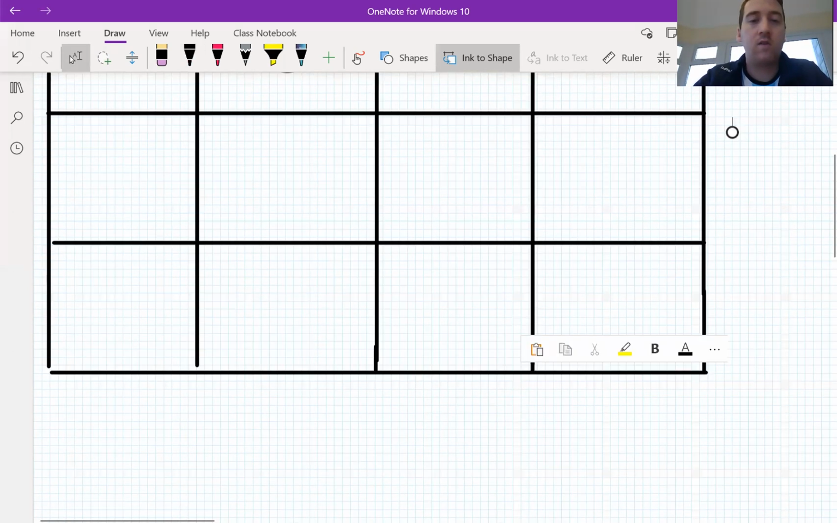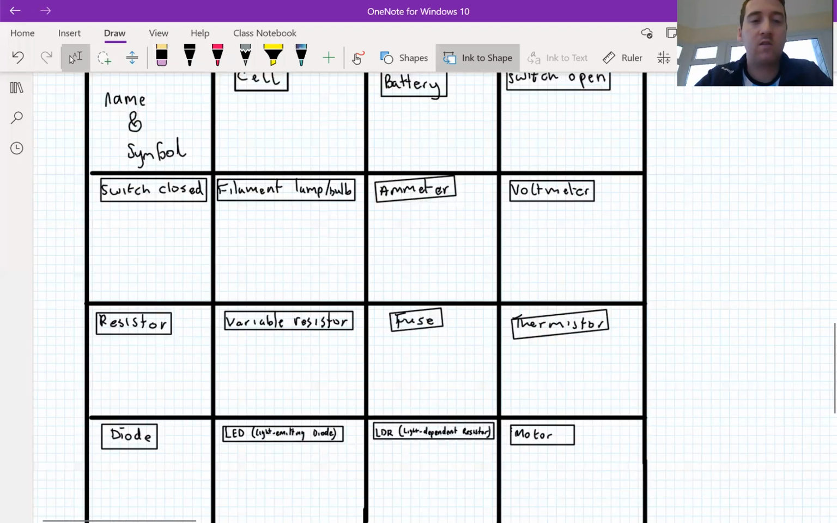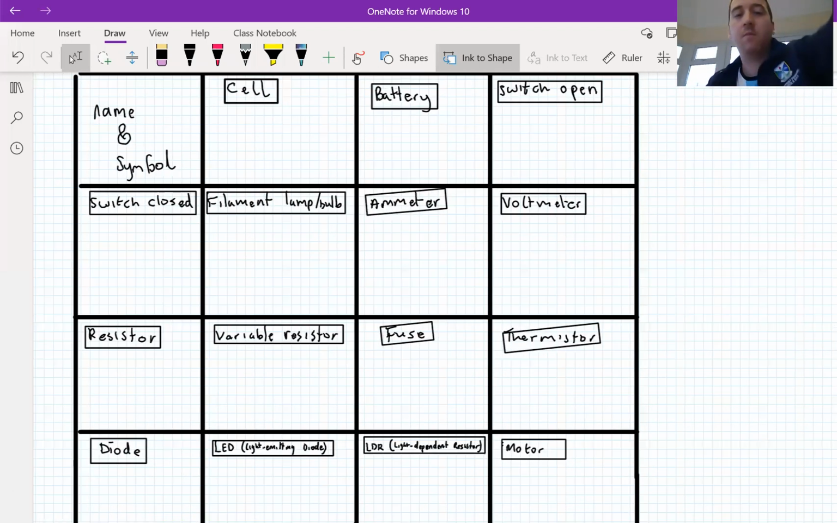Okay, so again, I'm going to hide what I've done, and you're going to do the second line. So drawing the switch closed, the filament lamp, the filament bulb, the ammeter, and the voltmeter. So pause the video and draw them now.